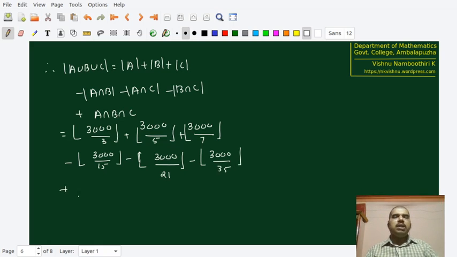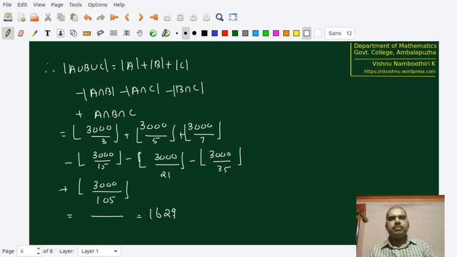Now plus the intersection of all these sets means that it's a multiple of 3, multiple of 5, multiple of 7. Therefore, it's a multiple of 3 into 5 into 7, which is 105. Plus 3000 by 105. Just compute these numbers and we'll get the final answer to be equal to 1629.